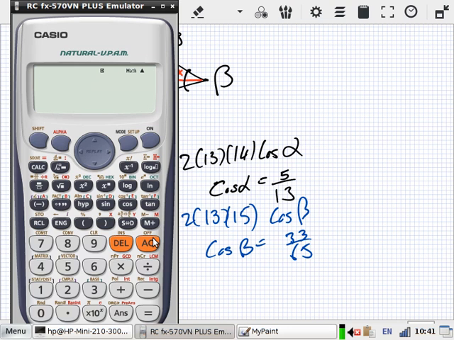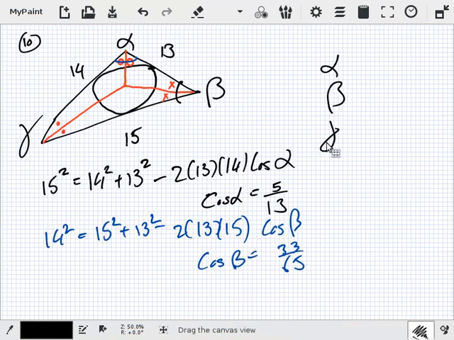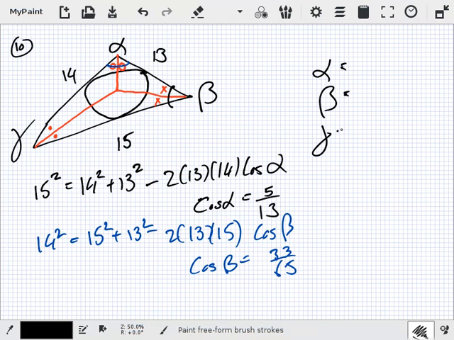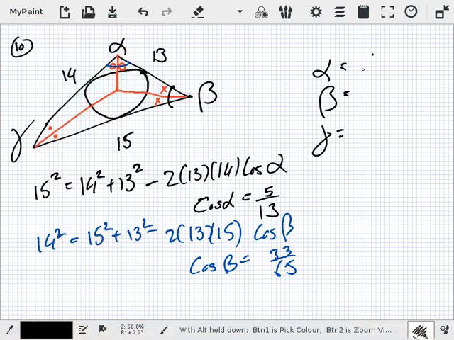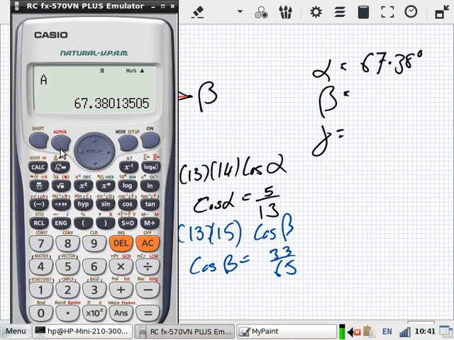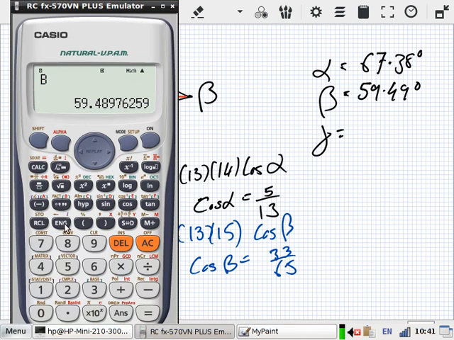Right, so good news is I now have figured out alpha, beta, and gamma. Let me write them down. Alpha, we said, is 67.38. Beta, 59.49. And gamma, 53.13.